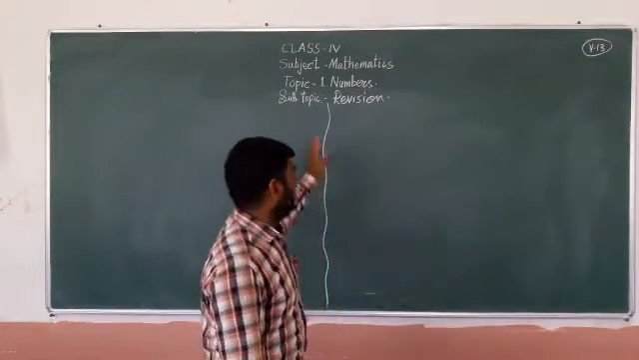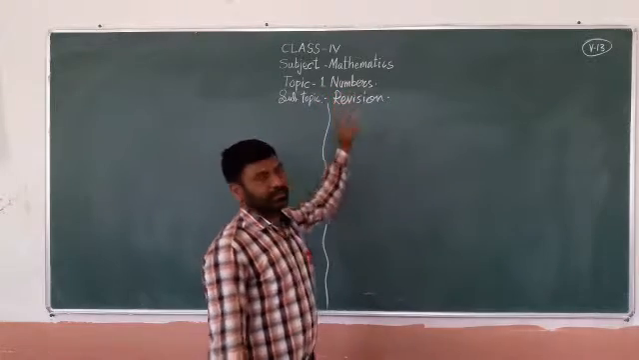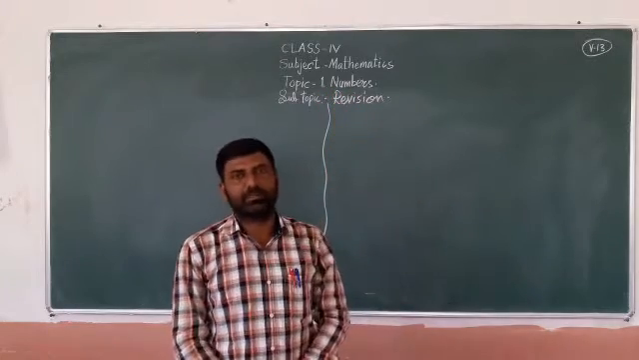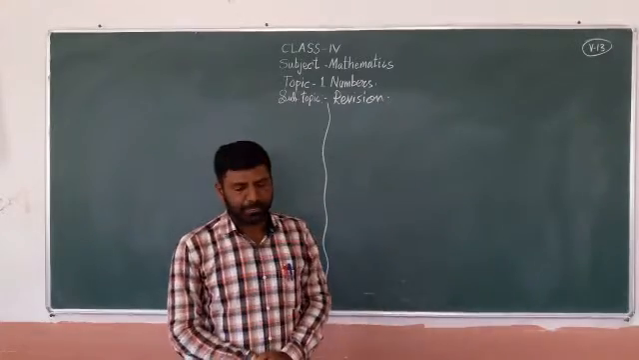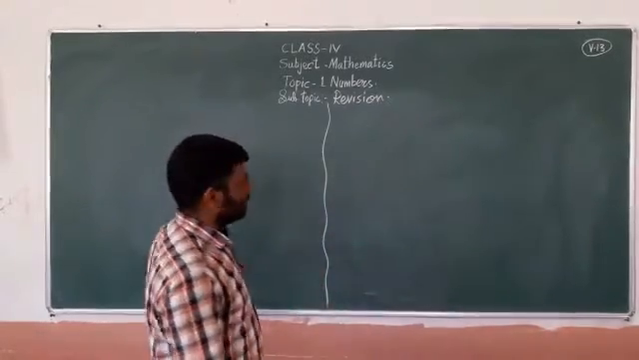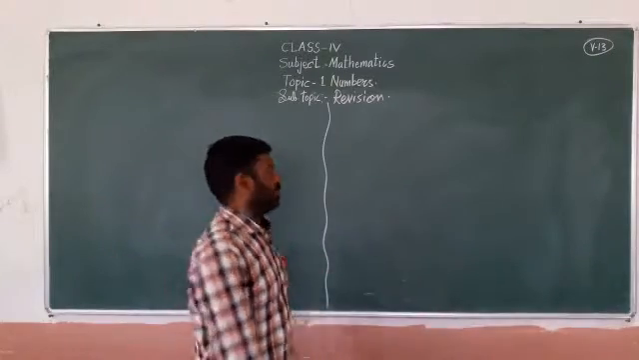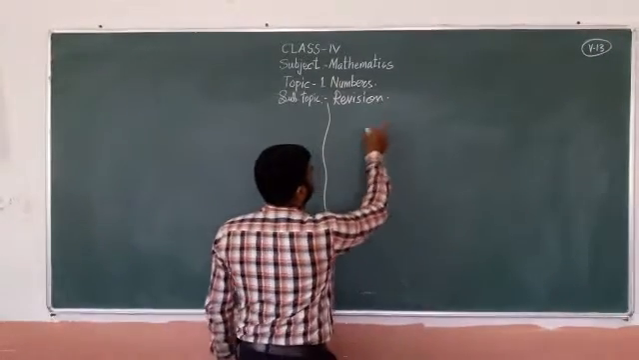As we completed lesson number 1, chapter number 1, that is numbers, let's revise from today. We will revise the whole chapter. First we saw Indian place value and international place value. Let's see.